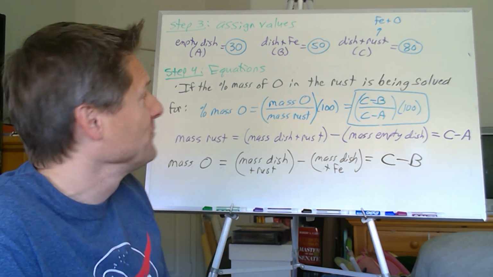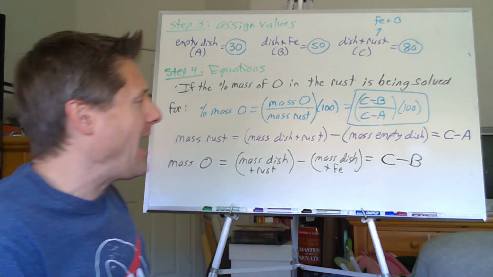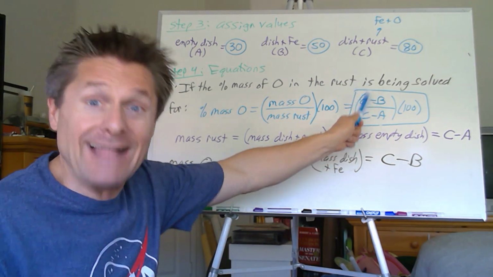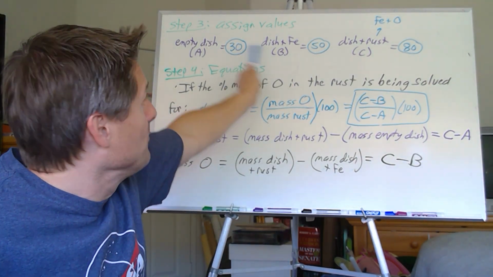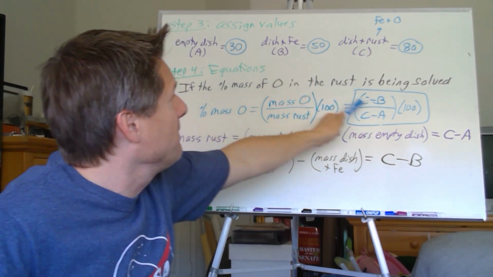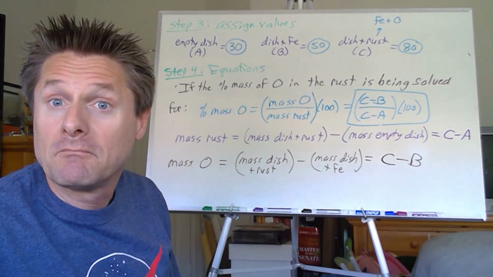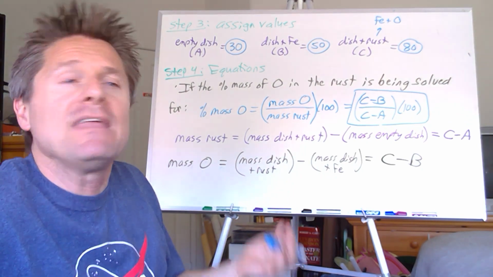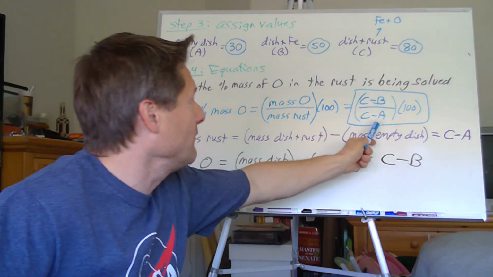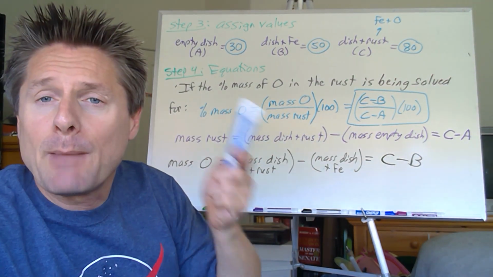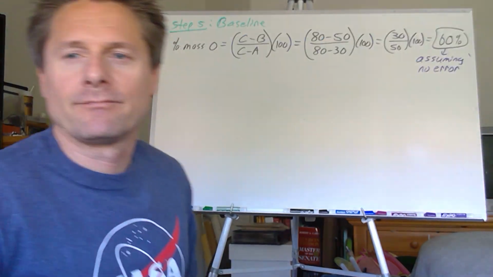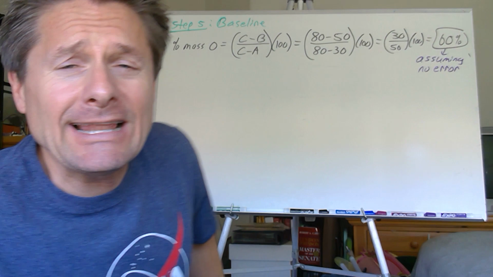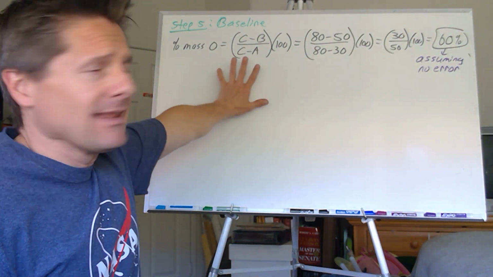All right, let's move on to step 5. Now that we've got it equated, that's the most important step. Now it's just a matter of plugging in 30 for A, 50 for B, and 80 for C and seeing what we get. That would be the value for the percent mass of oxygen, assuming a perfect experiment with no error. That's our baseline. Let's calculate our baseline. Did you calculate it?